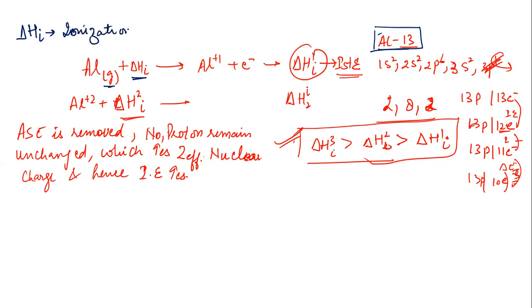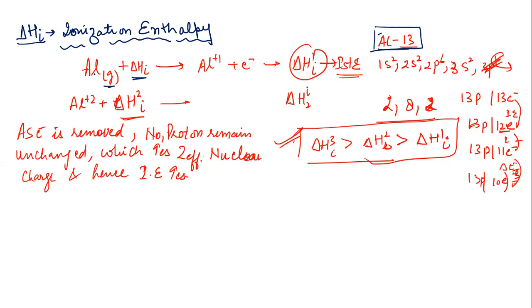I'm writing there ionization. Enthalpy means heat. I think you have studied thermodynamics? No, I haven't. Okay, fine. Enthalpy means heat only, energy. In thermodynamics, we will study more about this enthalpy. So this delta Hi is the representation of ionization enthalpy.